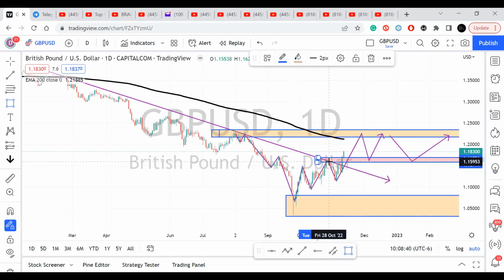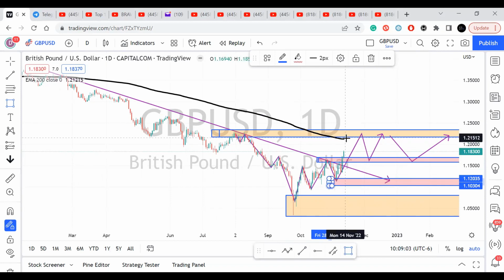So this is where I'm anticipating to have a daily low. So we have our daily low, daily high, daily low, daily high, daily low. So we have a daily structure here.